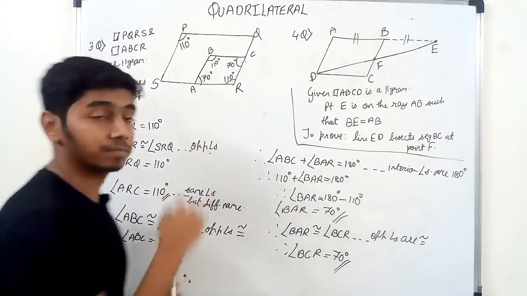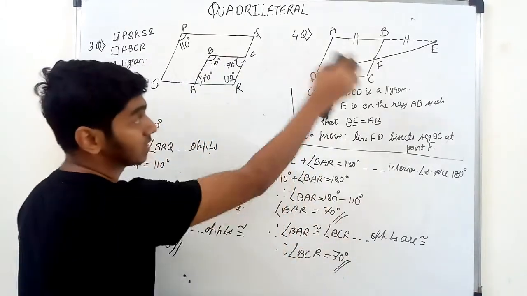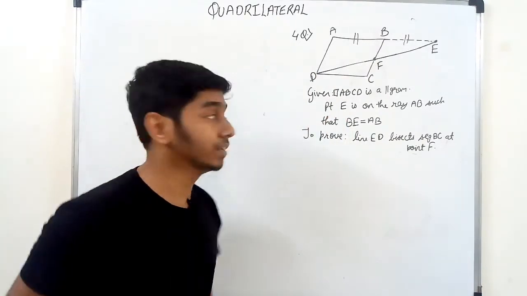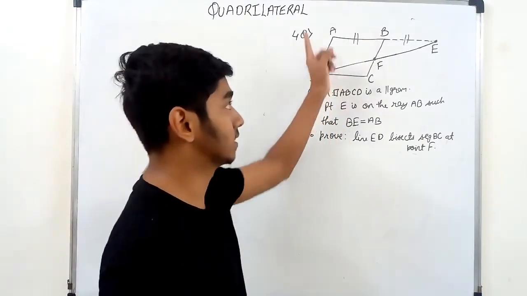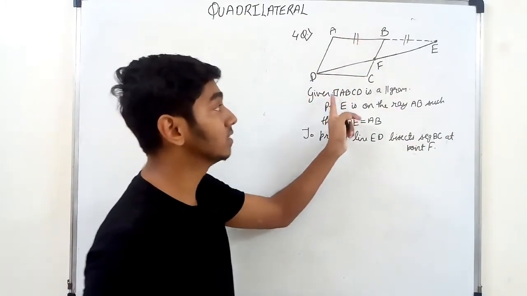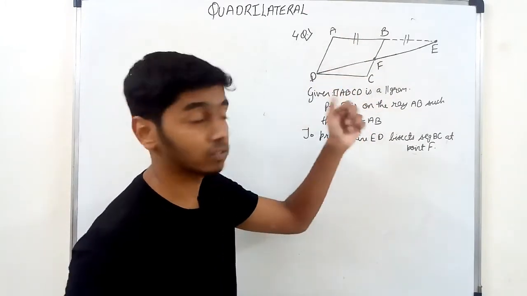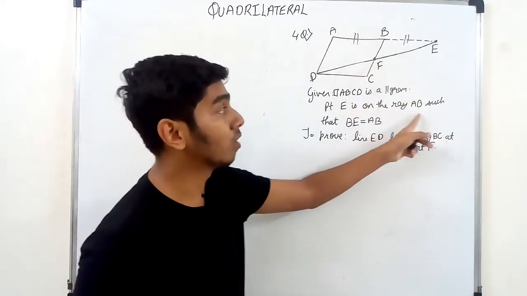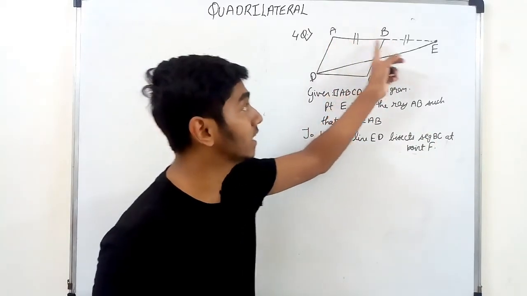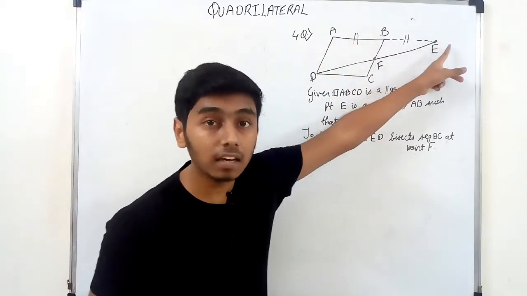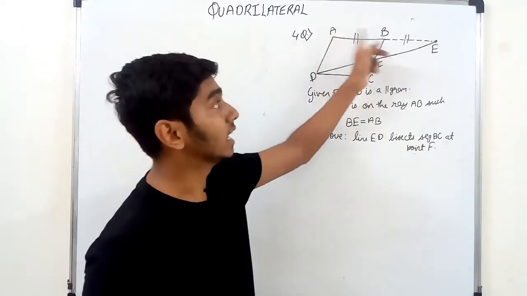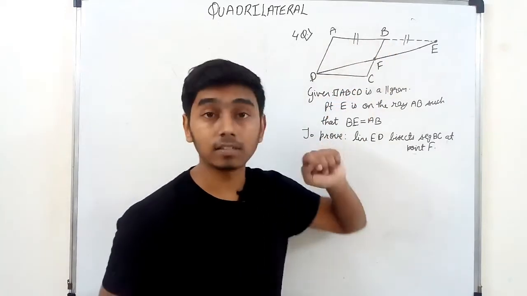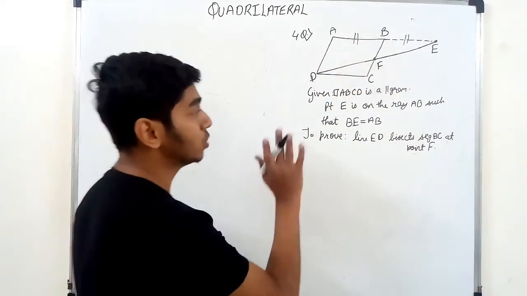Now let's take another question, the fourth question. So this is the given figure, and what is given to us is ABCD is a quadrilateral, a parallelogram. Okay. And point E is on ray AB. So we extend AB in such a way that it meets at E, such that AB and BE, they both are congruent. Okay. So we get this. So this is given to us.